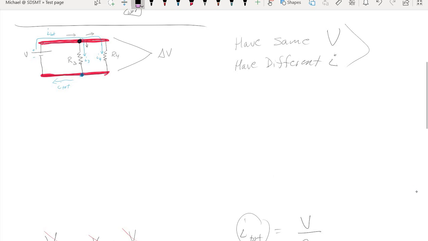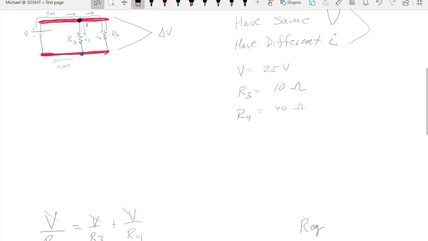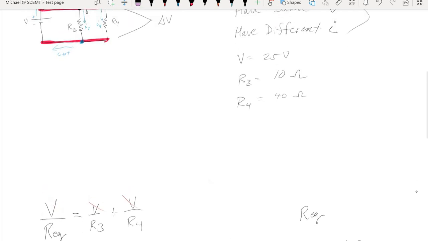We need a value for the battery, and we need a value for each resistor. We'll say the battery is 25 volts. Resistor 3 will have a value of 10 ohms, and resistor 4 will have a value of 40 ohms. And just like the other resistor problems, I want to know everything that there is to know about this circuit.